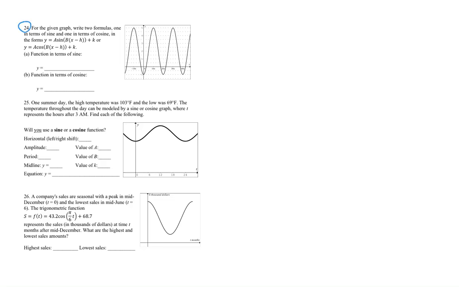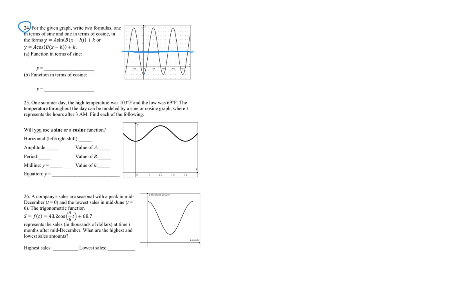Okay, so for the given graph, we need to write two formulas, one in terms of sine and one in terms of cosine. So let's go ahead and start with our sine function. Maybe we'll be able to use some pieces of information for both. I go from 5 to -1, so that means my midline must be at 2.